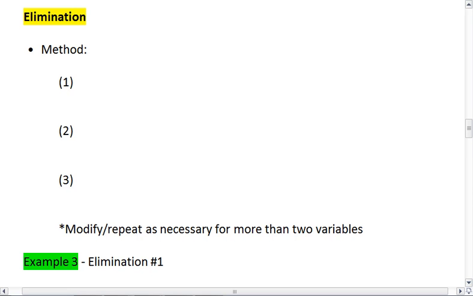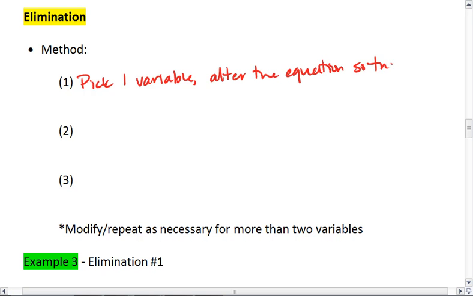We also have a process for going through elimination. We want to pick one variable and then alter the equations algebraically so that this variable has opposite coefficients, such as 2 and -2, 9 and -9, 3 and -3, and so on.